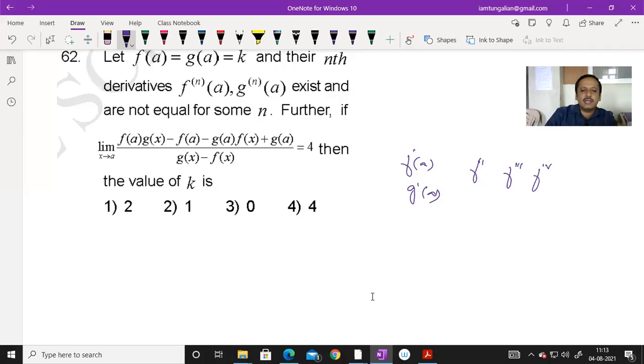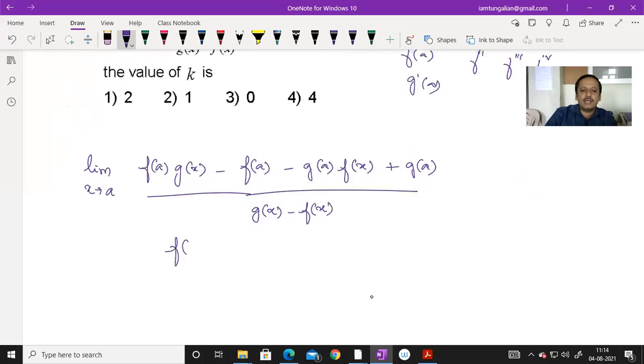Not necessary. Okay, so further, if limit x tends to a of f of a into g of x minus f of a minus g of a into f of x plus g of a, divided by g of x minus f of x, is equal to 4, then the value of k is? Let's try to evaluate this limit now. Since the functions are continuous, I can directly apply the limit here.